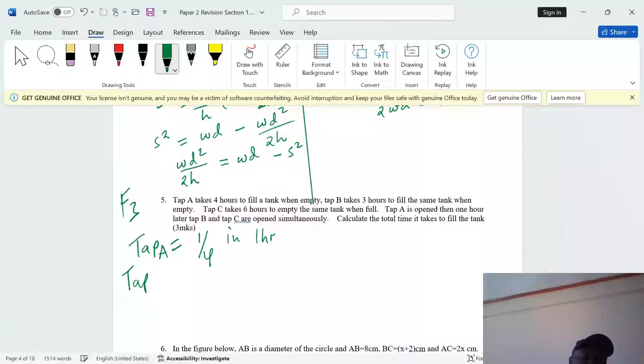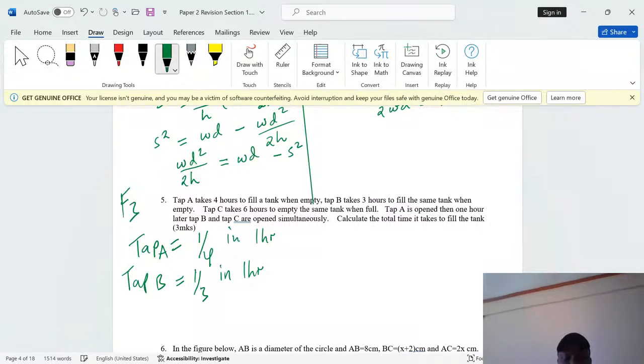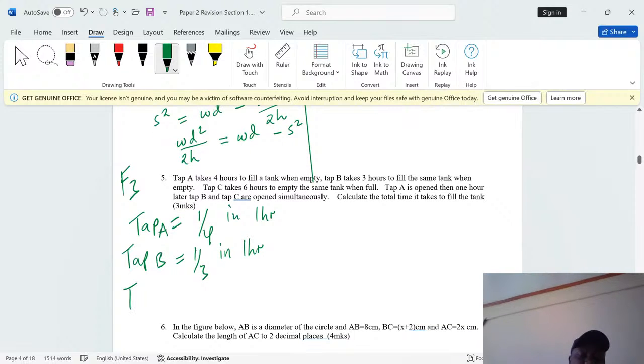Let us talk about tap B. Tap B is going to take 3 hours, so in an hour, it fills a third of the tank. So that in 3 hours, it completely fills the tank. Let us also talk about tap C, which is in this case emptying the tank. It takes 6 hours to empty, so it empties a sixth in 1 hour.